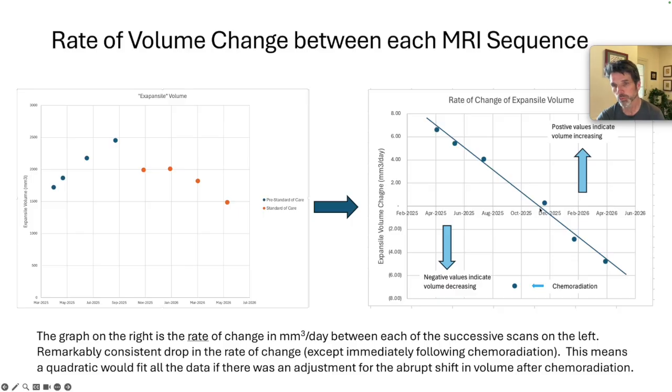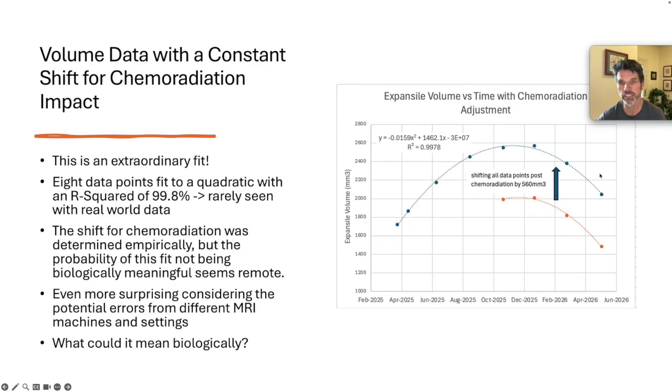So just as another way to view this data, knowing that all those slopes fit on this same line means that if you adjust for the chemoradiation time point, then all of this data should fit on one quadratic fit. And that's what the next slide I'm showing is.